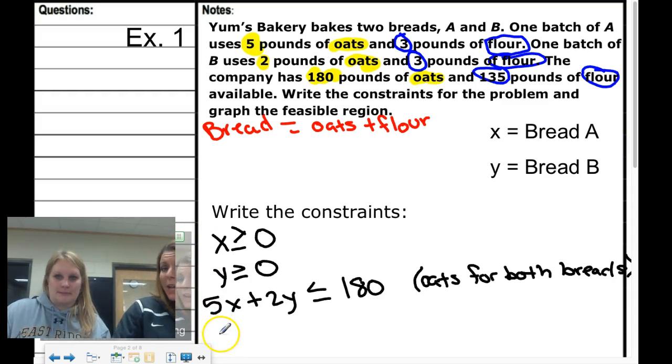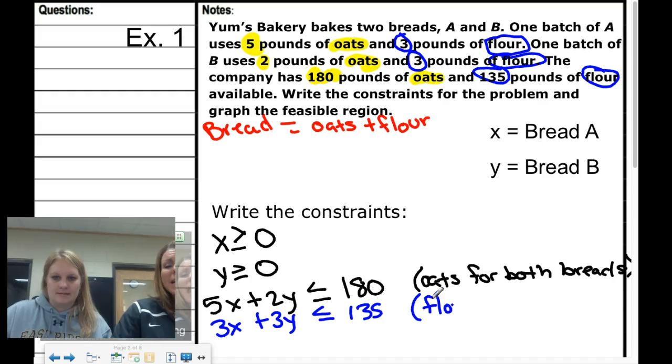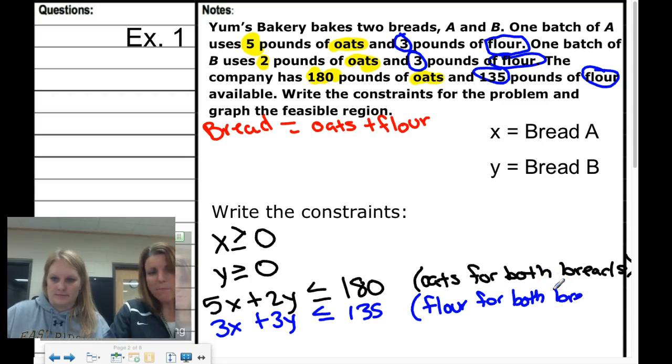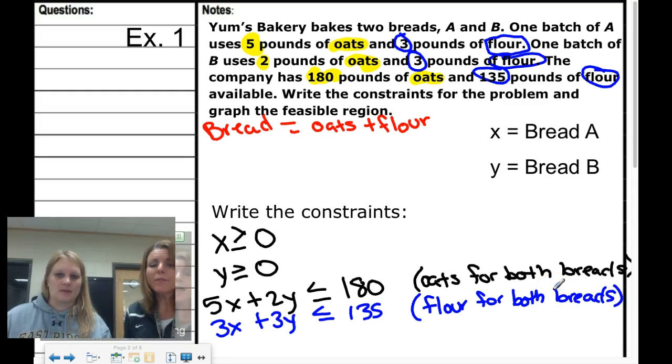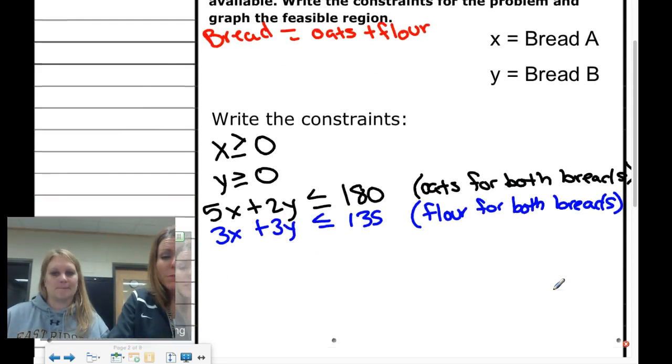Well, let's go back. Bread A uses 3 pounds of flour, so that would be 3X. Bread B uses 3 pounds of flour. So 3Y. 3Y is less than or equal to, and this time it's 135. The reason it's less than or equal to is because it has 180 pounds of oats and 135 pounds of flour and no more than that. That's the maximum we can use. So we have to do less than or equal to. So there are our constraints. Awesome. Right, let's move on.